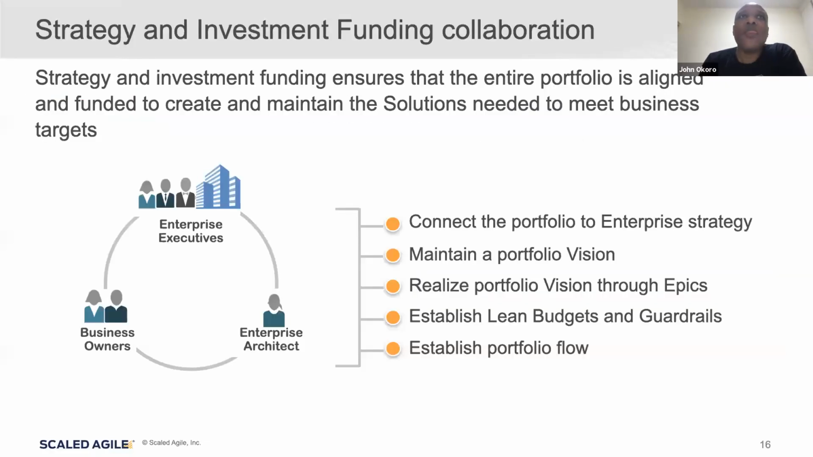Okay, so now we have our strategy and investment funding. So we have enterprise executives, we're gonna work with our business owners on the release trains, and the enterprise architect will be part of that too. Usually if we have funding that needs to be around non-functional architecture runway for one or multiple release trains of a solution train, you're gonna need your architect in for that, right? So they're gonna connect the strategy, realize the vision through epics. They're gonna be looking at those funding and what we need to do to align our portfolio overall.